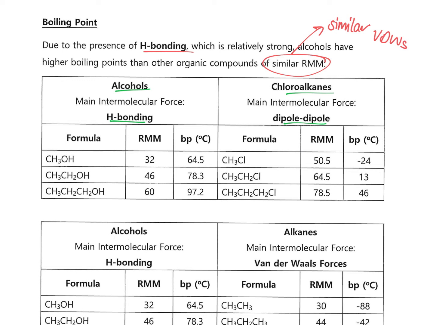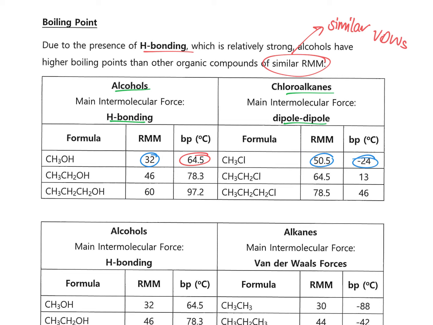If you have a look at this first example of alcohol, it's methanol, which has an RMM of 32. And we compare that to the first chloroalkane, which has an RMM of 50.5, that's chloromethane. So you can see the RMM in chloromethane is a lot higher, so you would expect just by van der Waals that it would have a much higher boiling point. But actually you can see it's the opposite, that the boiling point of methanol is much higher than that of chloromethane. So chloromethane is minus 24, so it's going to be a gas at room temperature, whereas methanol is a liquid at room temperature with a boiling point of 64.5.